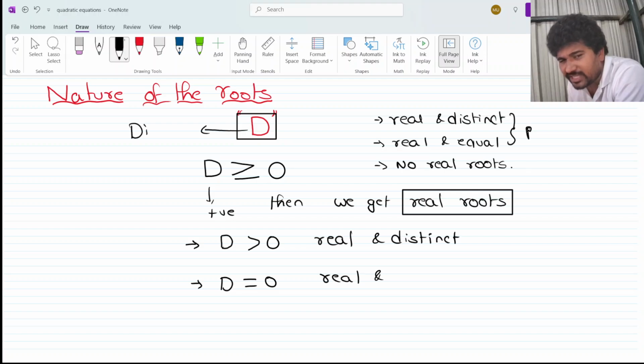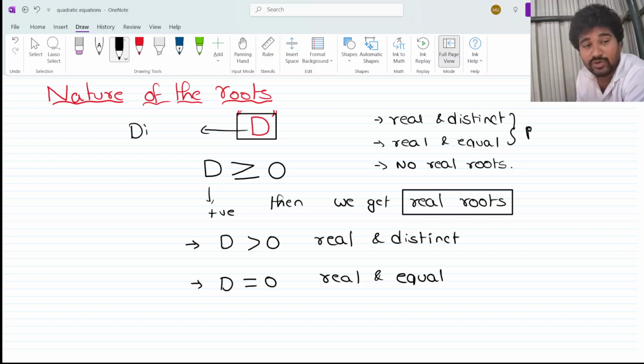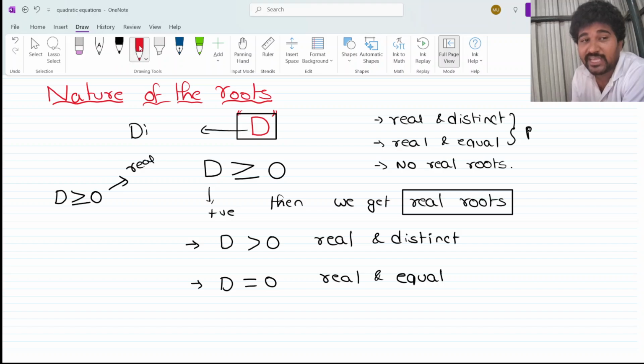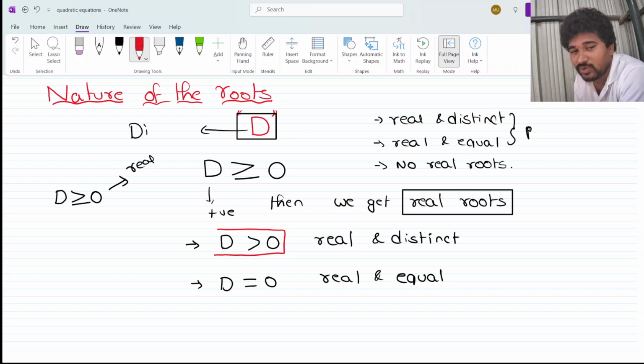If d is equal to 0, the roots are real and equal. Understood, meaning? If I write d is greater than 0, the roots are what? Real. That's it. I cannot tell distinct or equal. It may be anything. But what can we say for sure? Roots are real.